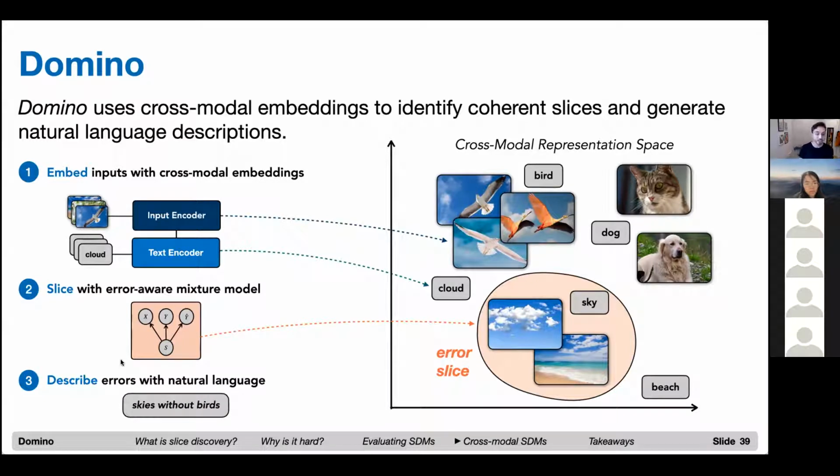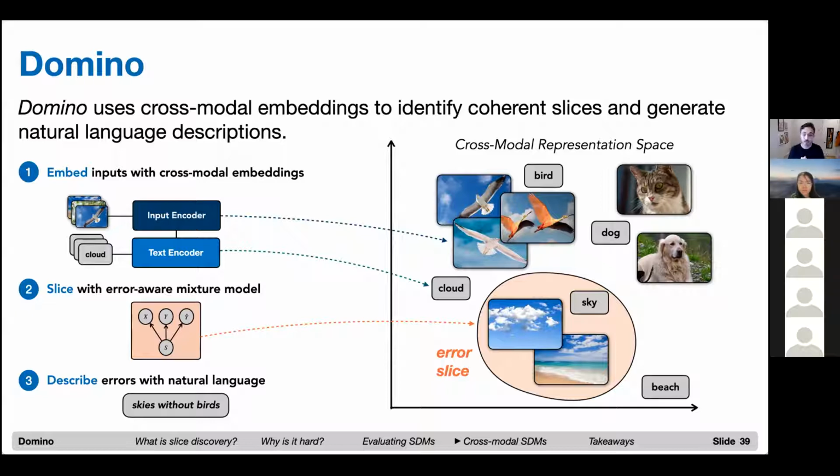Now, finally, this is a step that's unique to Domino. We're going to actually help practitioners interpret the discovered slices. Oftentimes, once a slice discovery method has discovered a set of points that it thinks are underperforming, it can be difficult to know what is the thing that ties all of these images together. Usually people resort to just looking at the images in a list and seeing if there's anything that connects them. But I think this process is a little bit subject to confirmation bias.